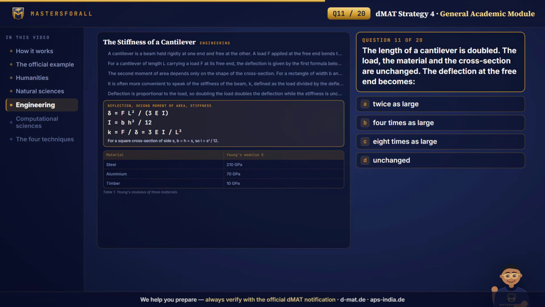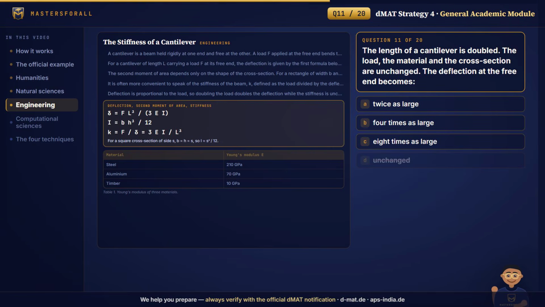Question 1. The length of the cantilever is doubled. Same load, same material, same cross-section. The deflection becomes A. Twice as large, B 4 times, C 8 times, D unchanged. Find the letter that moved. Only L. Everything else can be ignored. And ignoring things is the whole point.